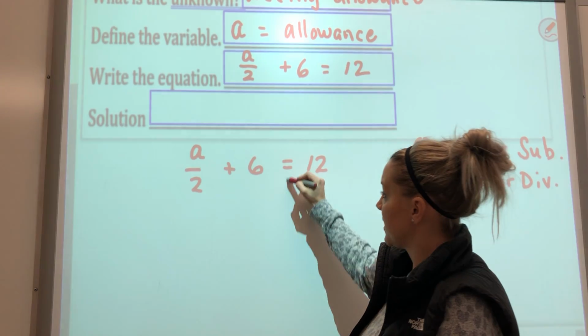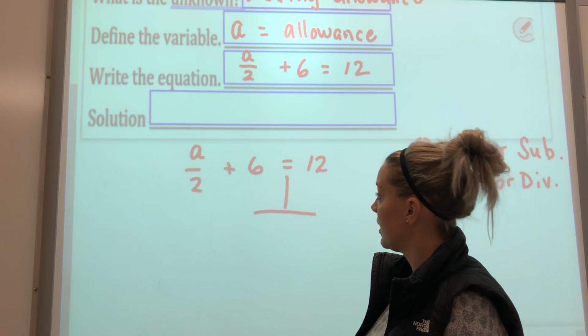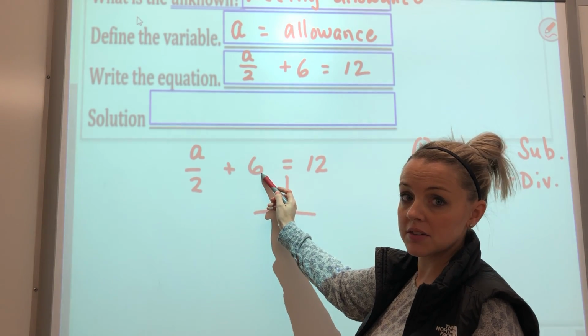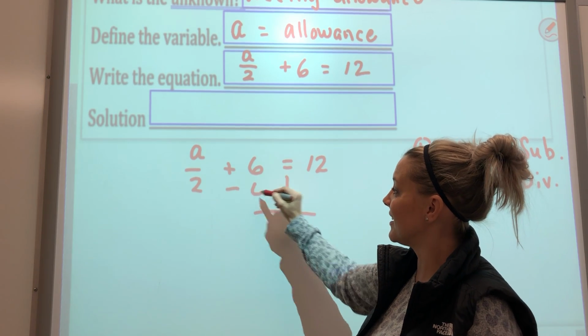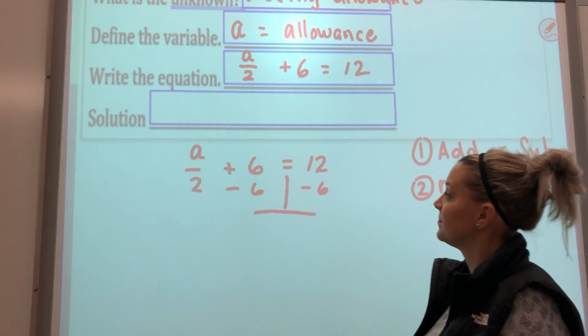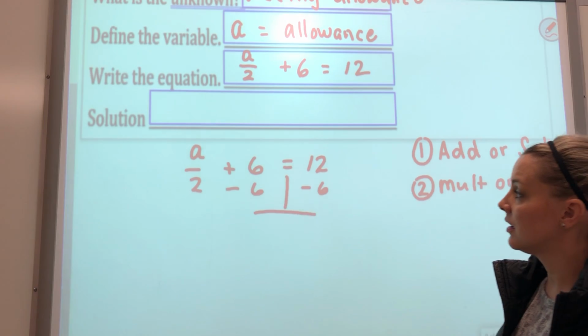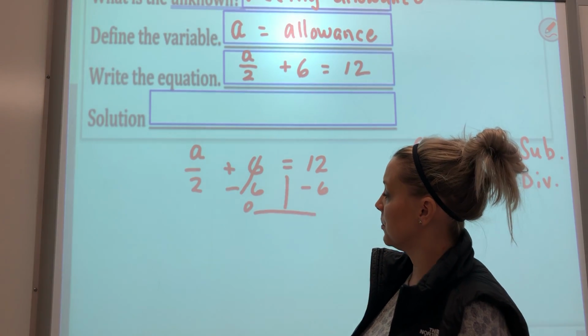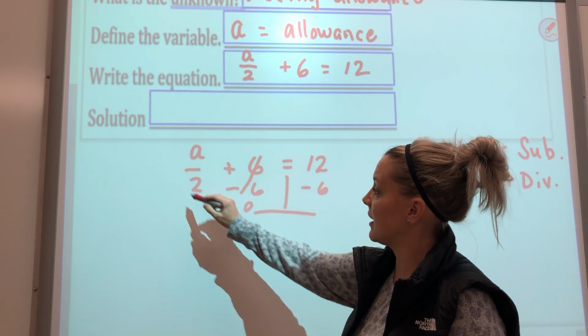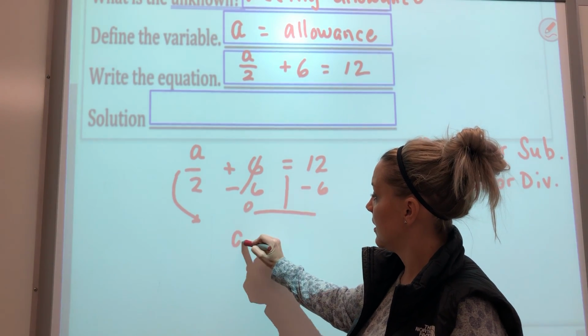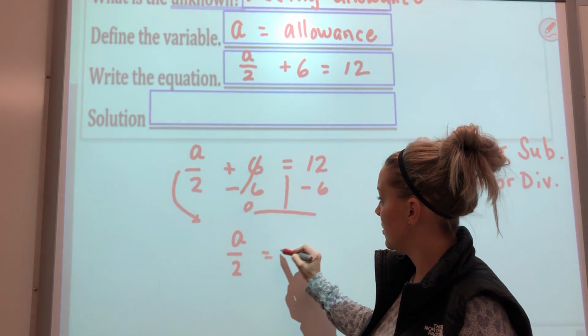So here comes our upside down T. 6 is being added, so the inverse is subtracting 6 from both sides. Our 6s cancel, we're left with 0. So we bring down our variable term. A divided by 2 equals 6.